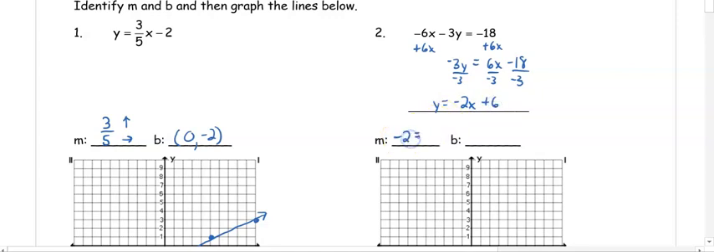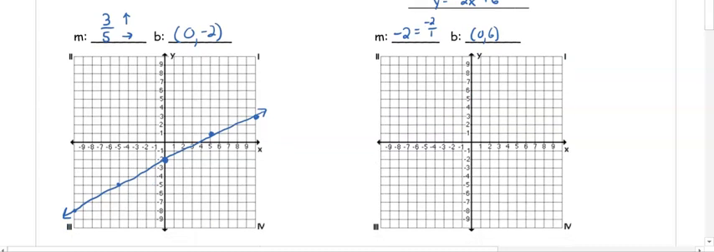Our slope is negative 2, which we can write as negative 2 over 1. Our y-intercept is (0, 6). So on our graph, we are going to start at 6. Our slope tells us down 2, right 1. We can also go up 2, left 1. And we are going to connect our line.